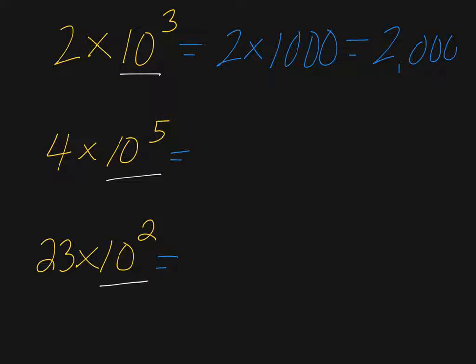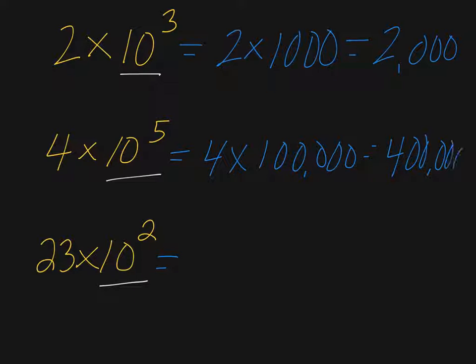We come back, we look at 4 times 10 to the 5th power is 4 times a 1 with 5 zeros, which equals 400,000. And lastly, here we have 23 times 10 to the 2nd. Our math problem would be 23 times 100, which gives us 2,300.